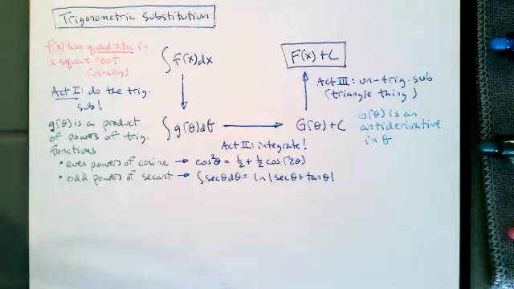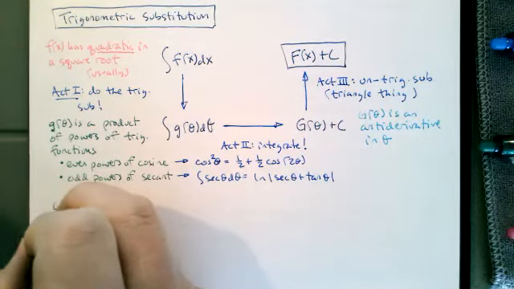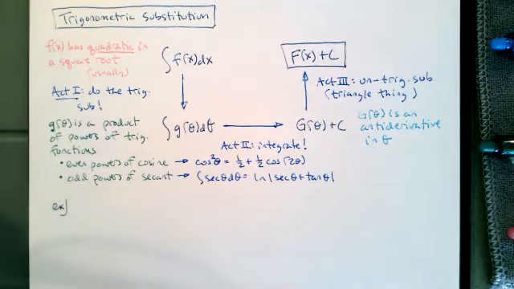Today, we're going to review our trigonometric substitution and do an example, and possibly look at an example of not trigonometric substitution that looks like it might be trigonometric substitution. So let's take a look at an example. I'm just going to use a classic example.